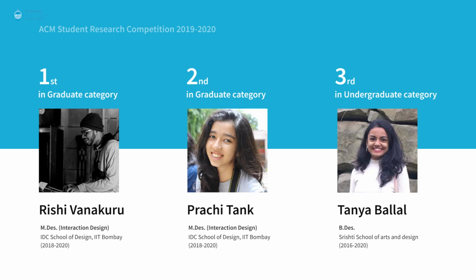Today we have Rishi, Prachi, and Tanya, who participated in the student research competition which was conducted by ACM last year, 2019, and then they secured various positions in different categories. So Rishi and Prachi secured first and second position in the grad category respectively, and Tanya secured third position in the undergrad category. So let's start with the introduction.